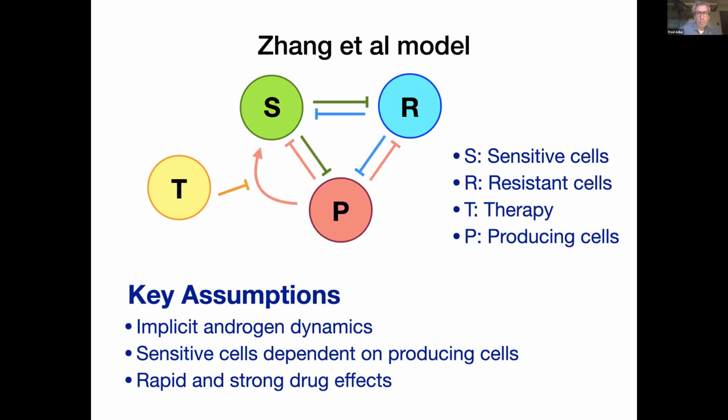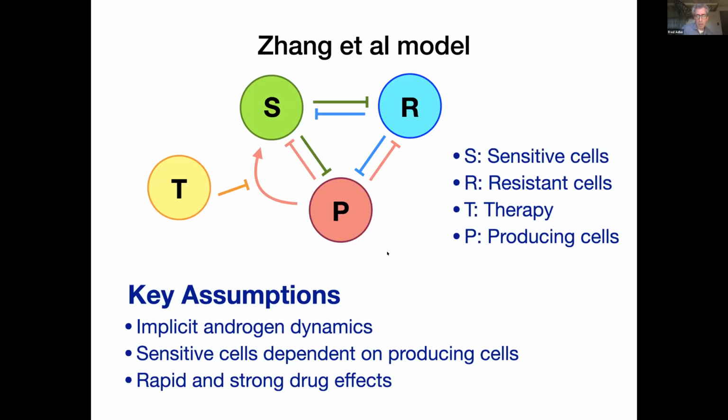So what are the models? This is the original model that we've heard discussion of with Zhang as first author, back in 2017. This has a Lotka-Volterra structure. We have sensitive cells and resistant cells, responding to androgen therapies, and they're repressing each other. And then we have producing cells, so androgen producing cells. They compete with each other, but these androgen producing cells also benefit the sensitive cells, which require androgen. And therapy operates really on this arrow by repressing this effect. It does so in a way that's somewhat hard to understand from a modeling perspective, but it produces a very effective model of a very effective therapy.